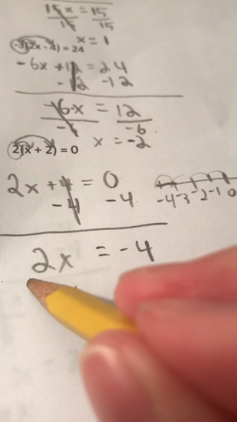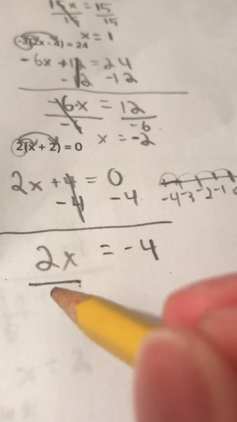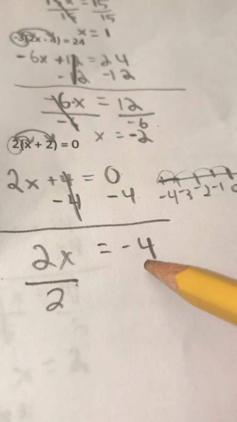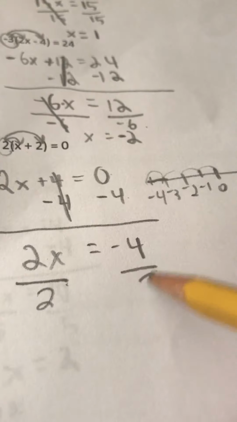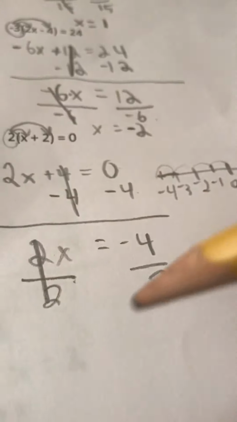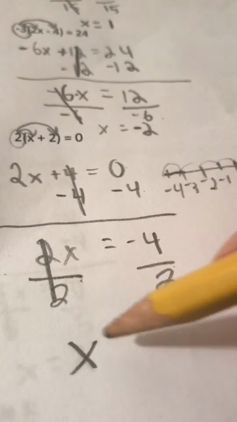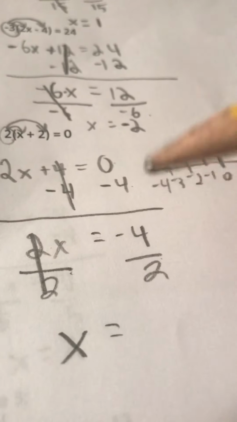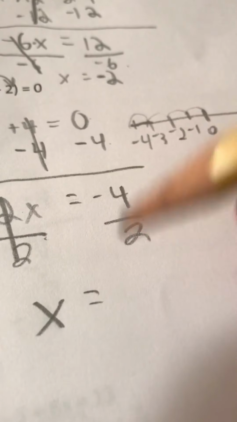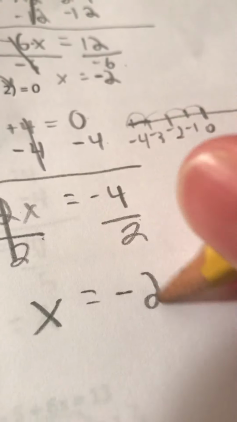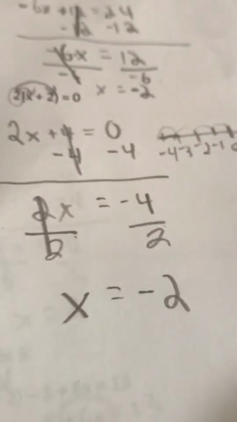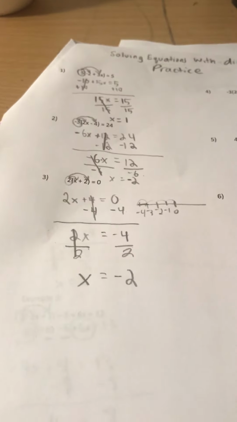Name of the game, get that letter by itself. Opposite of 2 times x is dividing by 2. What I do to one side, I do to the other. These 2s cancel out, leaving me with just an x on that side. On the right side, negative 4 divided by 2 is negative 2. x equals negative 2 is your final answer.